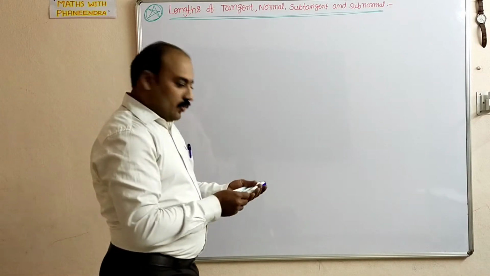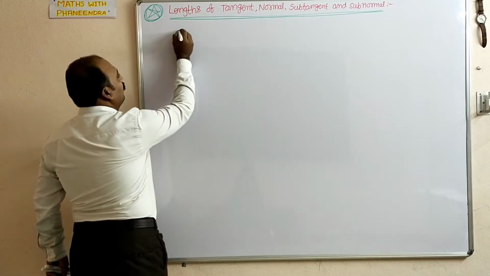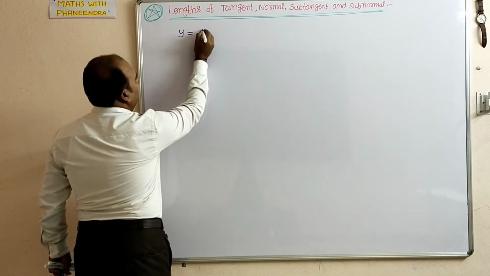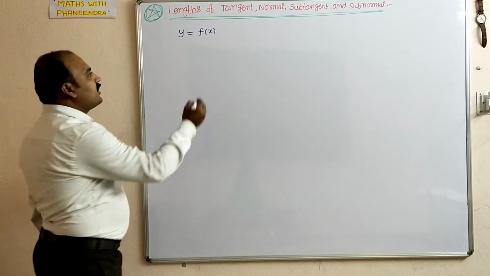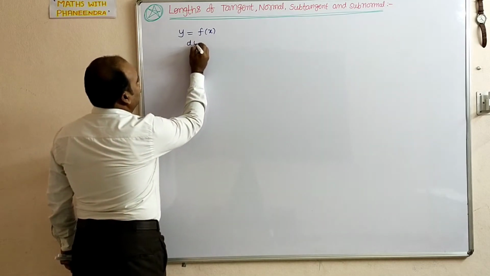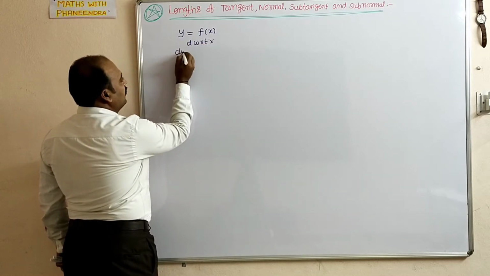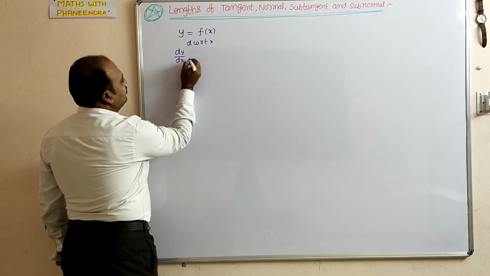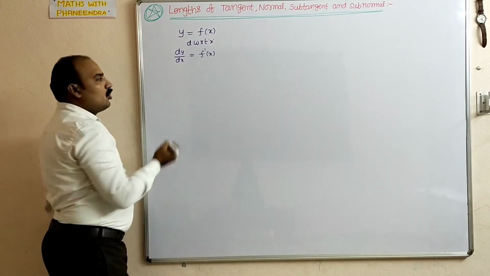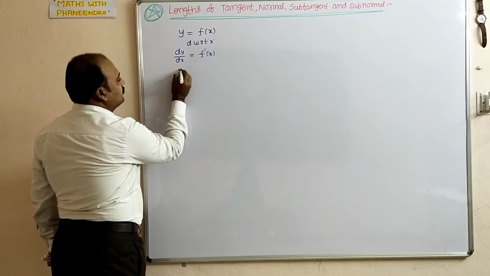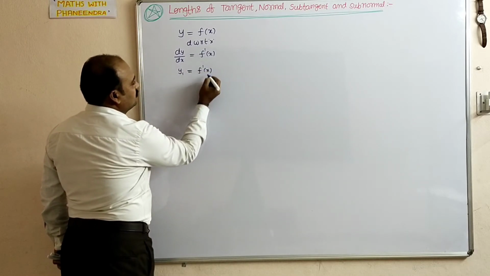Consider a curve y is equal to f of x. See here, y is equal to f of x be a curve. So differentiate with respect to x. The derivative of y is dy by dx, which is equal to f dash of x. Dy by dx we can write it as y1 also. y1 equal to f dash of x.